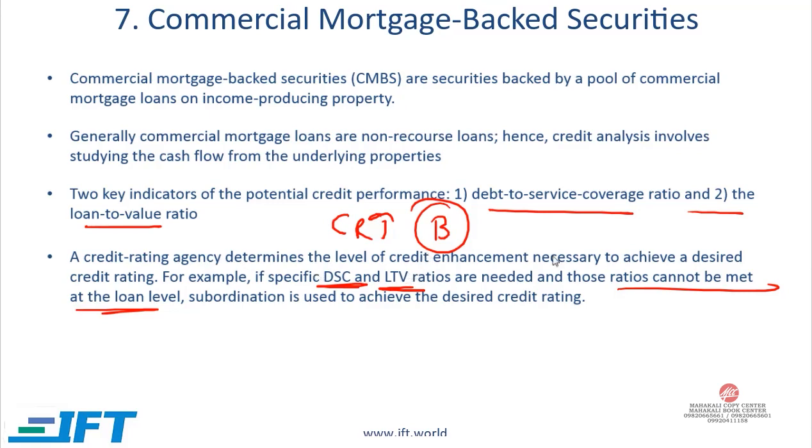One way is to structure the transaction such that we have multiple tranches where the junior tranches absorb more risk, these absorb the losses, and the senior tranches then get protection. So we've talked about this earlier. This is one way of doing credit enhancement. This particular example is one of an internal credit enhancement.